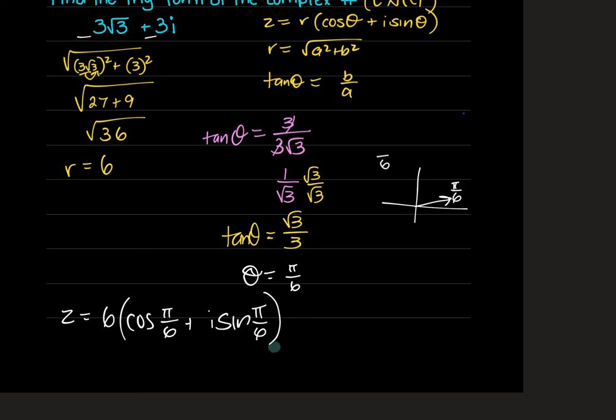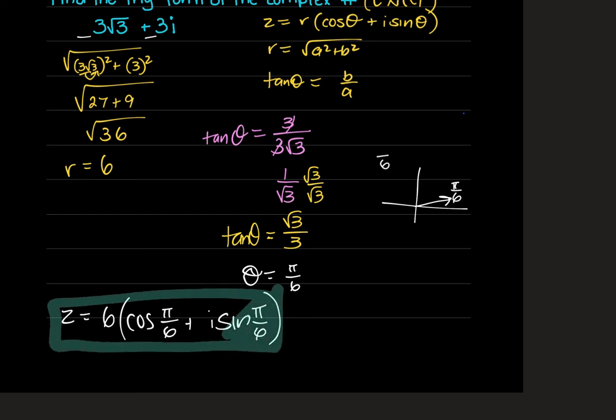If you had extra time, you could check that by actually figuring out what's happening at pi over 6, what's the cosine, what's the sine, and then multiplying it times 6. And you should get back to your question.